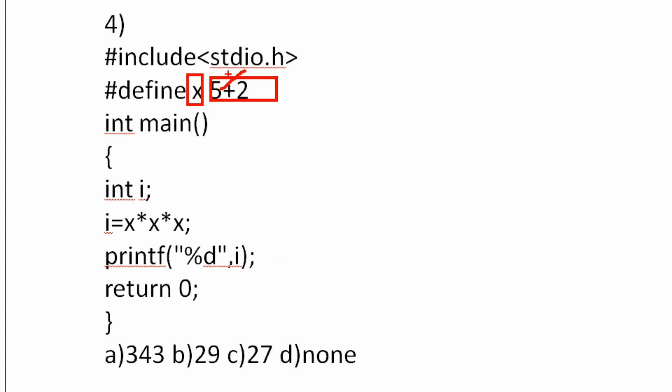So that means this is not expanded yet, this should be substituted wherever x is there, at that place 5 plus 2 is substituted. So if I'm substituting here, the value will become 5 plus 2 into 5 plus 2 into 5 plus 2. Then it is simplified here. First 2 into 5, according to the BODMAS rule, is 10, plus 10, 20, 20 plus 5, 25, 25 plus 2, 27. So the answer is 27. But don't write 5 plus 2 is 7, 7 into 7 is 49, 49 into 7 is 343. This is wrong.